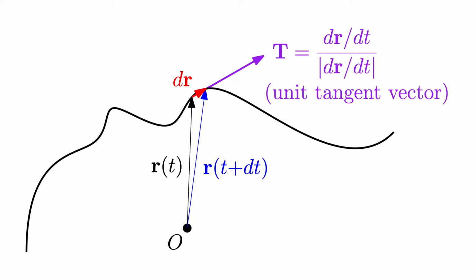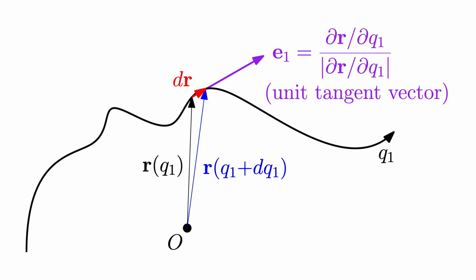We can use the exact same idea here to find the unit basis vectors in a curvilinear coordinate system. Suppose this curve is actually just one of the coordinate curves. Let's call this coordinate q1. So q1 could be r or theta, for example, if we were in polar coordinates, or it could be rho or phi or z if we were in cylindrical coordinates, and so on. The coordinate curve is parameterized simply by the actual value of the coordinate itself.